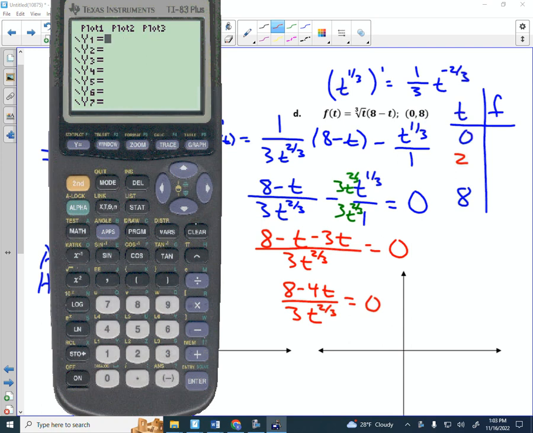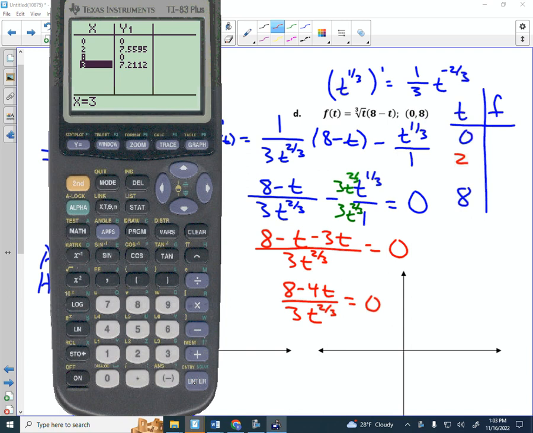Y equals, I'll type in the cube root of x times 8 minus x. And as I go into my table, I type in 0, I type in 2, and I type in 8. So I have 0, I have 7.555, and I have 0. Oh yes, thank you.